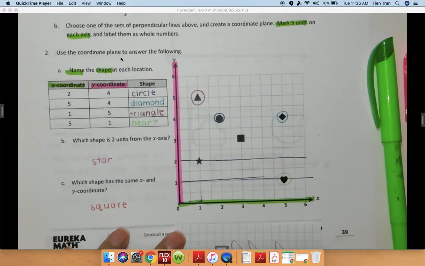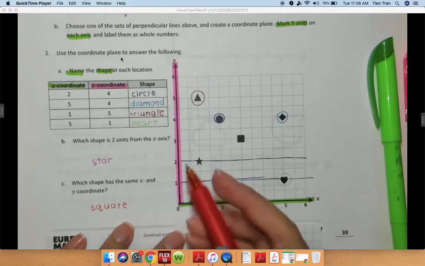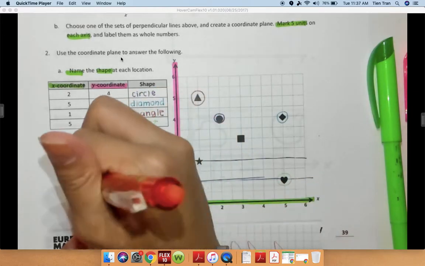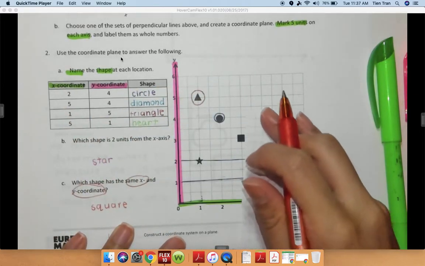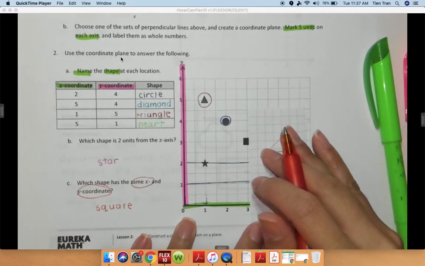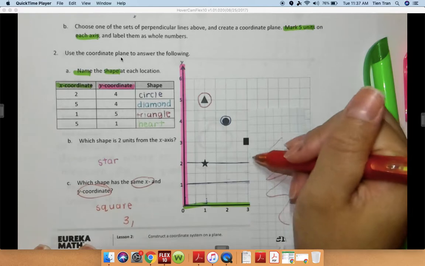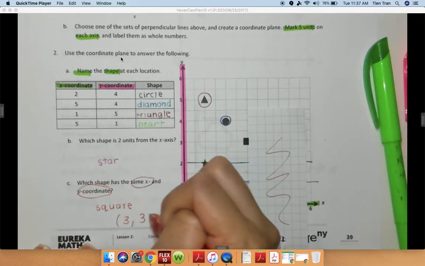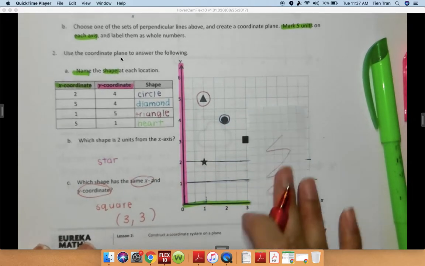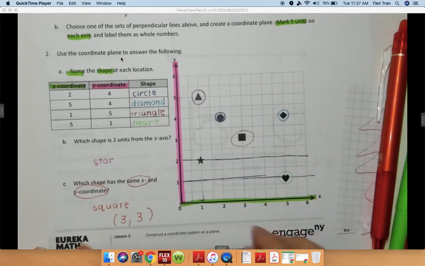Now for C, we have which shape has the same x and y coordinate. So right here, you go over 3 times for the x-coordinate. And also you go up 3 times for the y-coordinate. So your square is the answer for that.